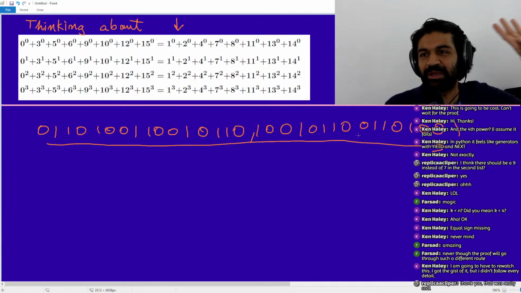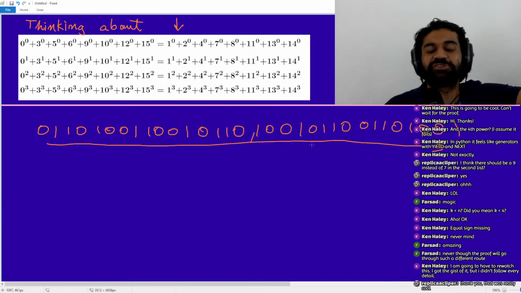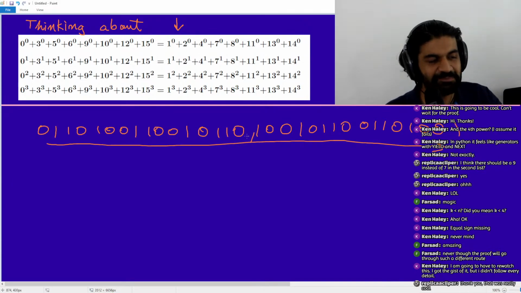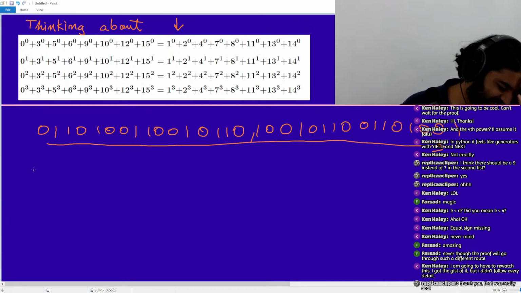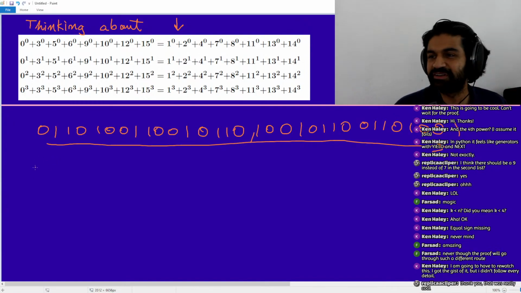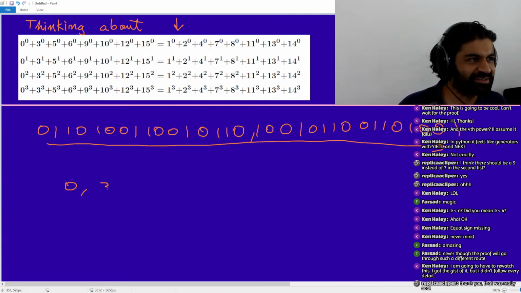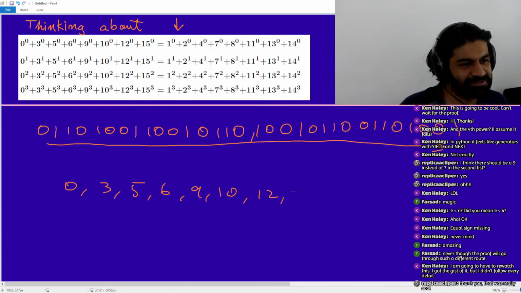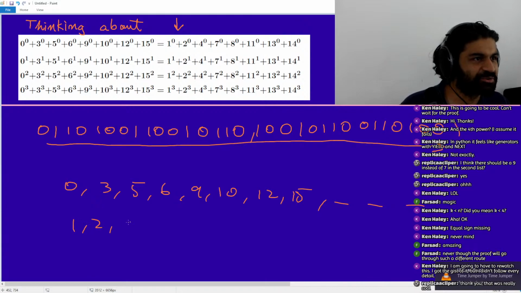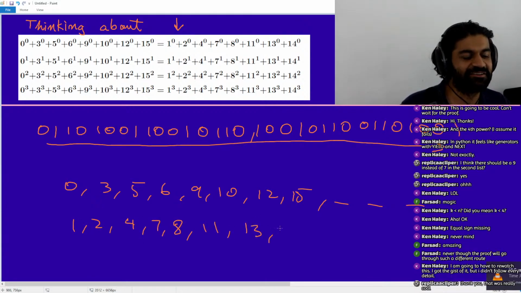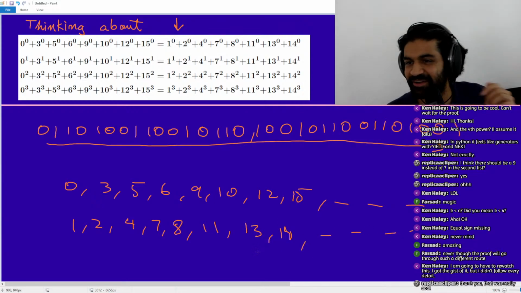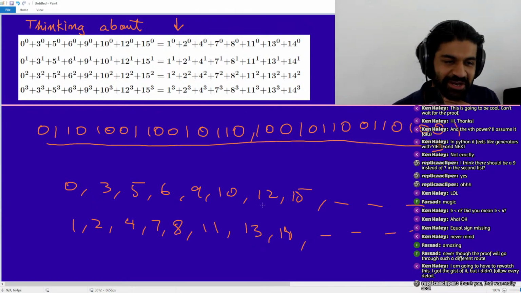This will give you a partition of the whole numbers into two sets, right? One set will look like 0, 3, 5, 6, 9, 10, 12, 15, and so on forever. And the other set will look like 1, 2, 4, 7, 8, 11, 13, 14, on forever. Okay? So here's what I'm going to try and prove to you.